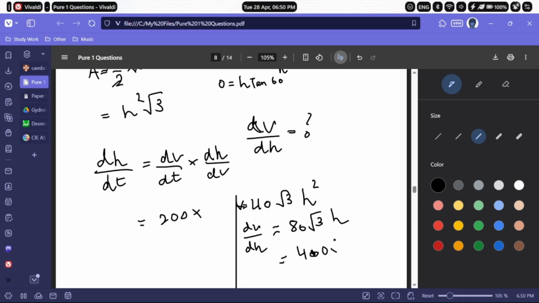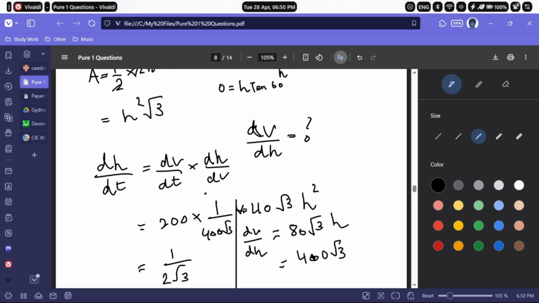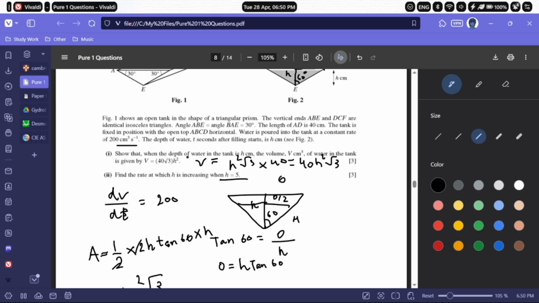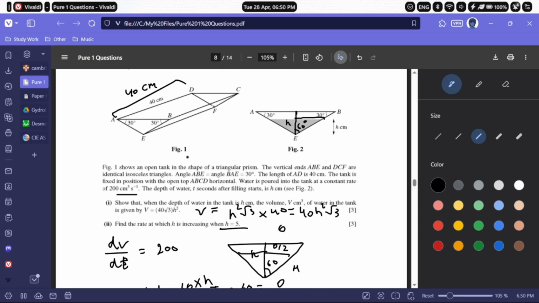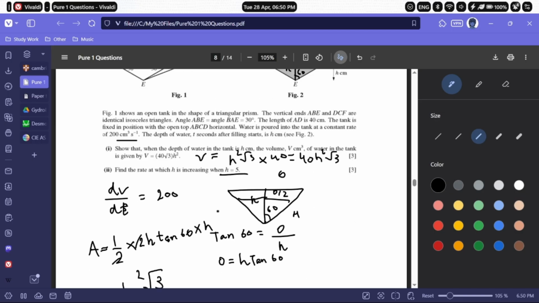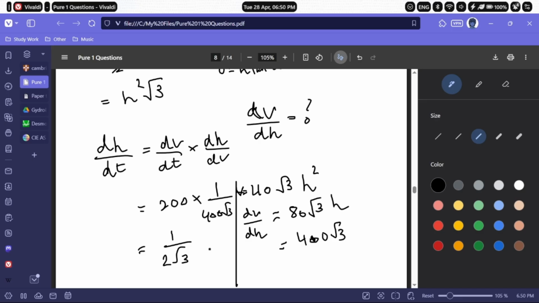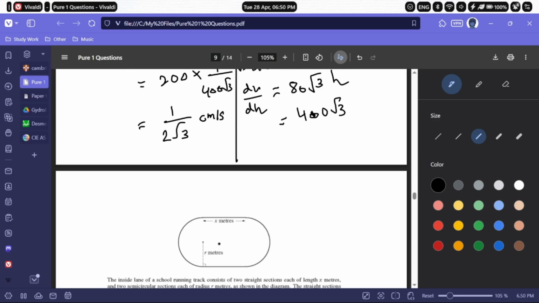Anyway, 400 root 3. So this is dv by dh. So you take the reciprocal of that, and that would be 1 over 400 root 3, which is equal to 1 over 2 root 3. And look at the units. Make sure you include the units for related rates type of questions. So height is in centimeters, time is also in seconds. So the answer is in centimeters per second. That's pretty much it for this question.